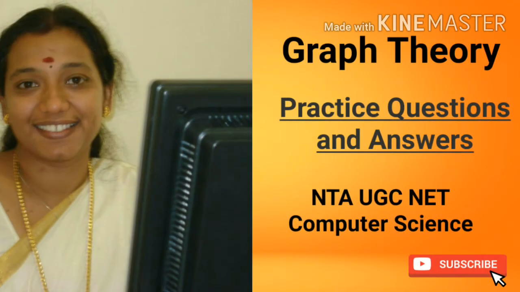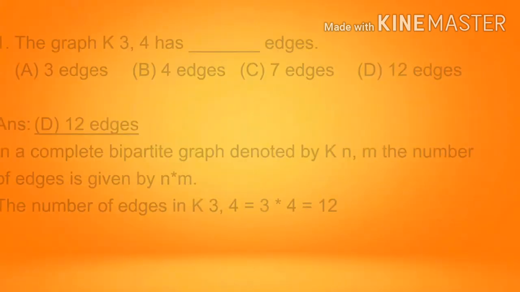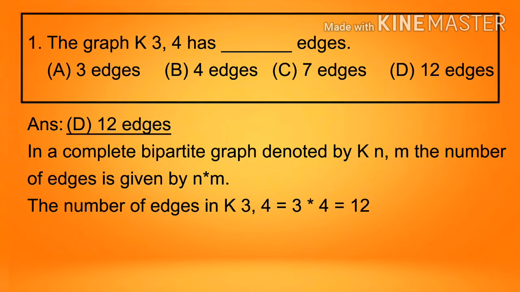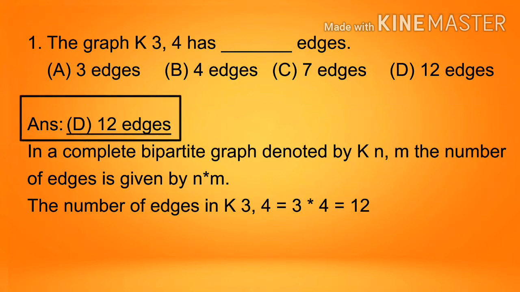In this video, we will be solving some important questions from graph theory. The first question is, the graph K3,4 has dash edges. Option A, 3 edges. Option B, 4 edges. Option C, 7 edges. Option D, 12 edges. The answer is option D, 12 edges.